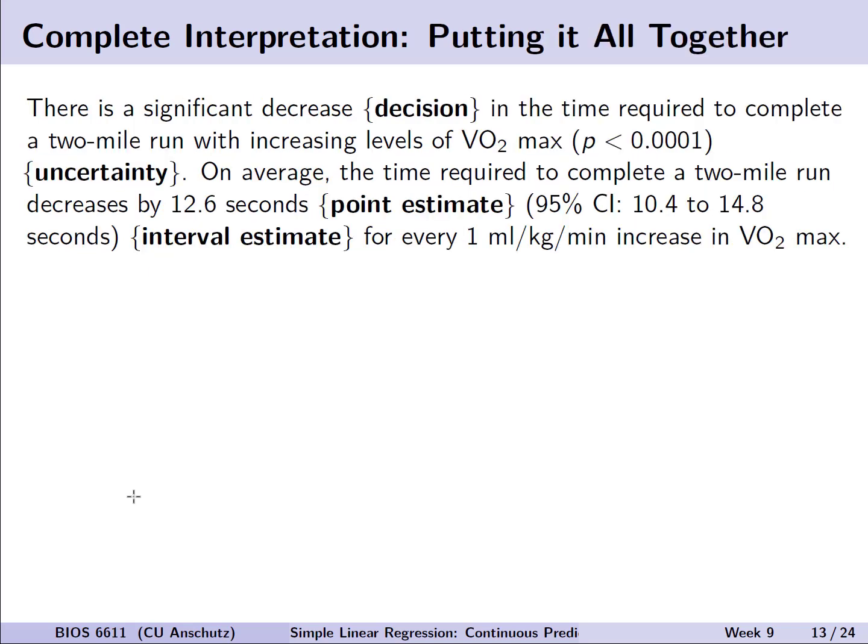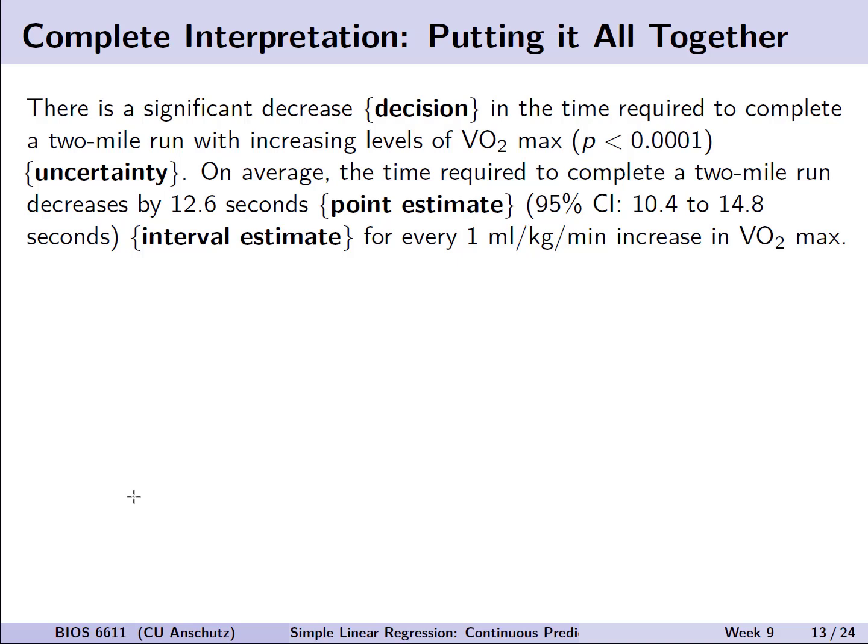So the ultimate final step is to put all 4 of these pieces together into a short, concise summary. So we may say something along these lines that we see on the screen here. There is a significant decrease in the time required to complete a 2-mile run with increasing levels of VO2 max, p less than 0.0001. On average, the time required to complete a 2-mile run decreases by 12.6 seconds, with a 95% confidence interval of 10.4 to 14.8 seconds, for every 1 milliliter per kilogram per minute increase in VO2 max.